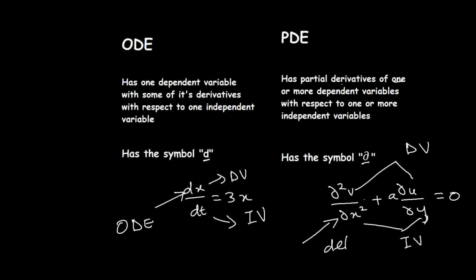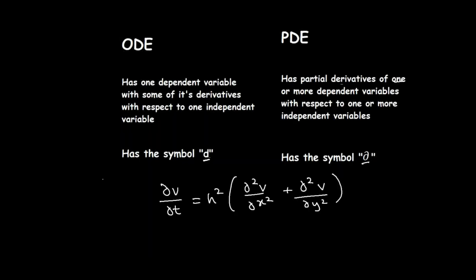With this partial differential equation, we have two independent variables and two dependent variables. From the definition, partial differential equations have partial derivatives of one or more dependent variables with respect to one or more independent variables. So we have the partial derivative of the dependent variable v with respect to the independent variable x, and also the partial derivative of the dependent variable u with respect to the independent variable y. So this is a partial differential equation. Let's take a few more examples.